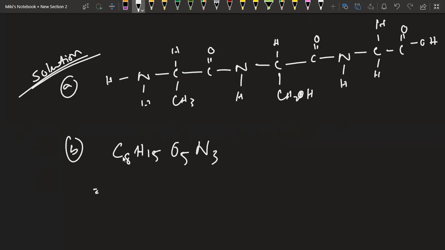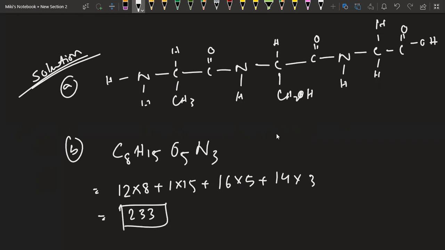So each carbon has a mass of what? 12, isn't it? 12 times 8 carbon, plus we have hydrogen. Each hydrogen has a mass of 1, so 1 into 15, plus oxygen. Each oxygen has a mass of 16 times 5, plus nitrogen, which is 14 times 3. Now, if we add them up, we should get something near 233.